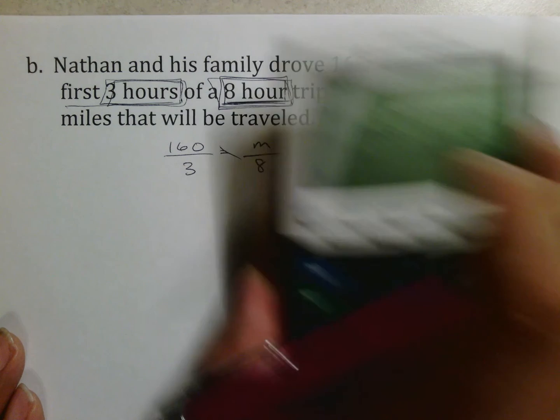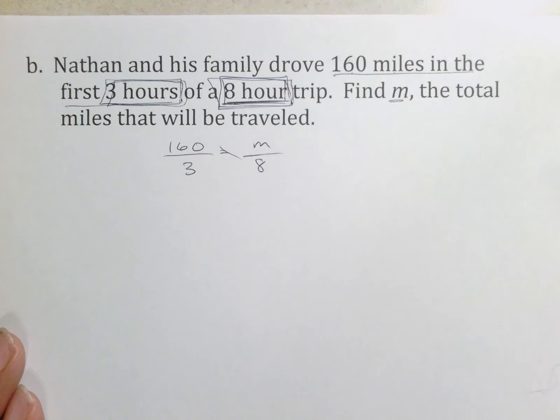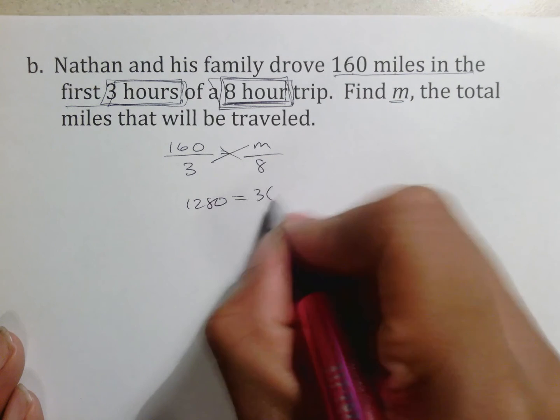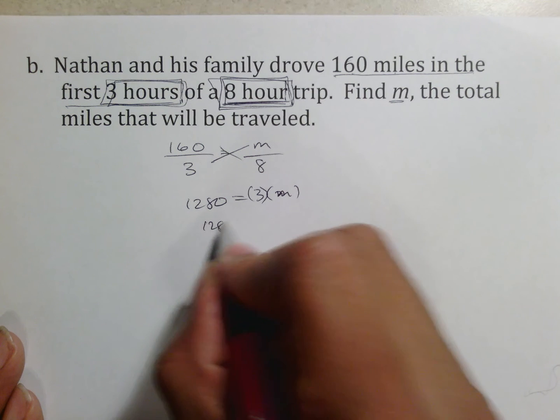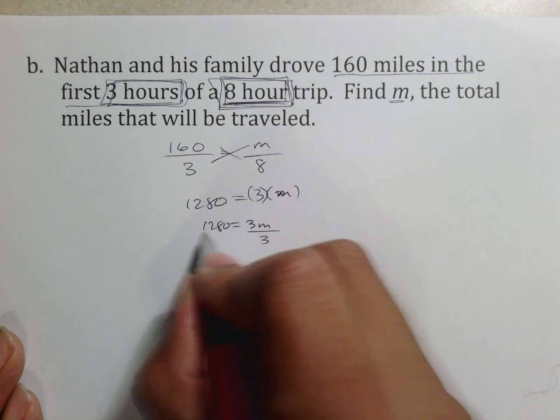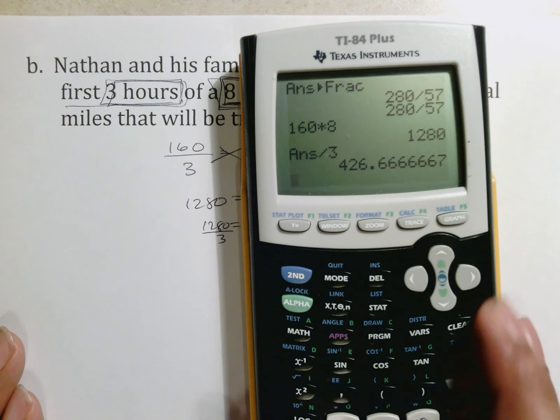From there, 160 times 8 is 1280, equal to 3 times m. So 1280 equals 3m, which means we divide by 3, and we get a decimal.